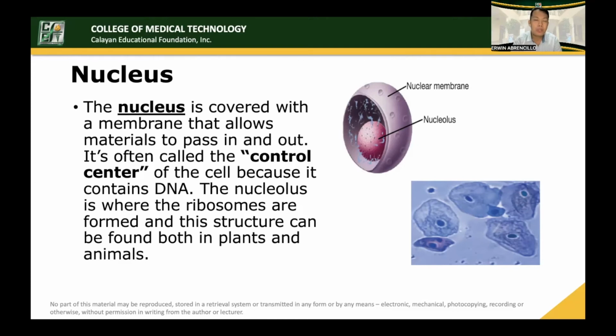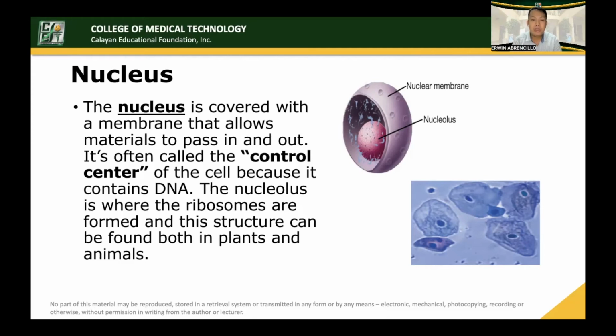So the nucleus is also called the control center. It is the control center because it contains the DNA. The DNA is the blueprint of an organism. Everything about how the organism will function and other characteristics are encoded in the DNA. So that's what makes it a control center.